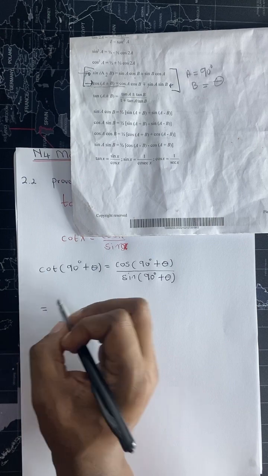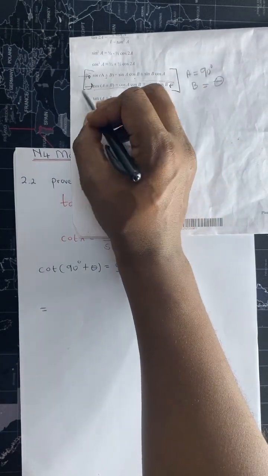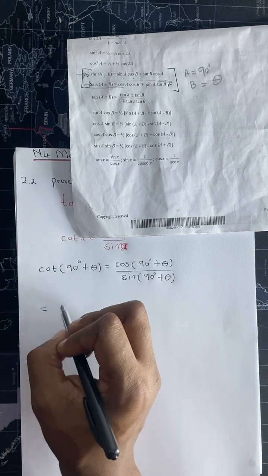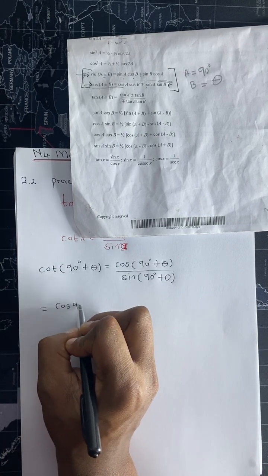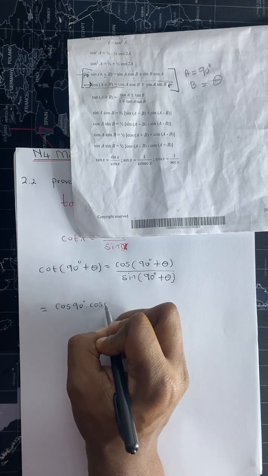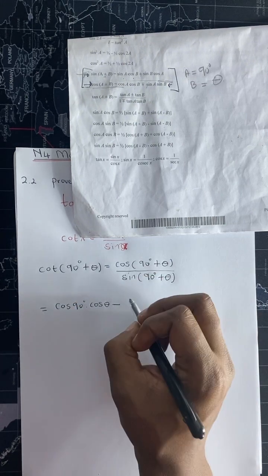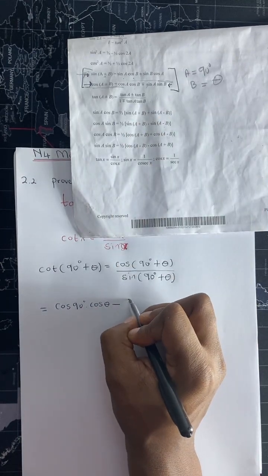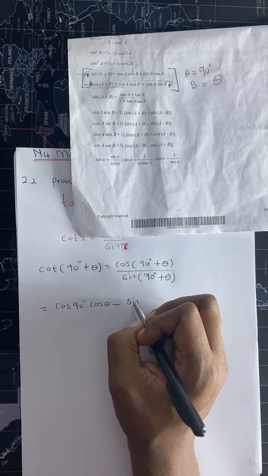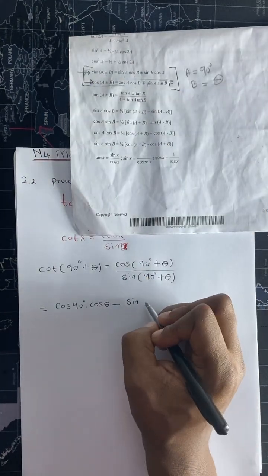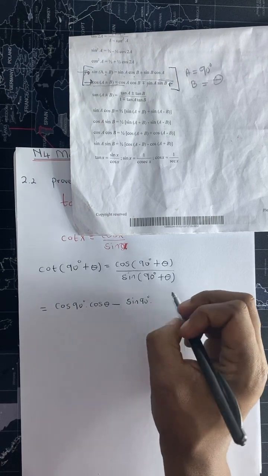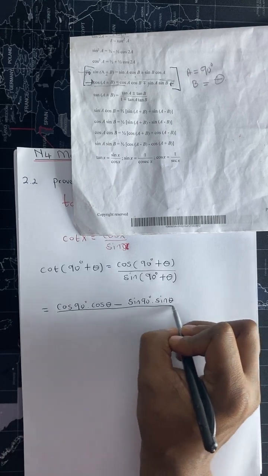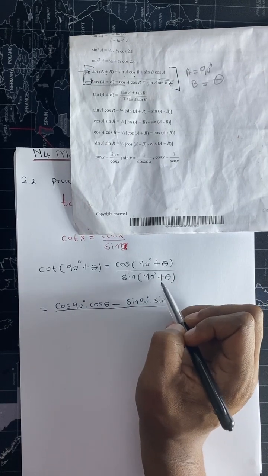So this will be equals to, so the formula for cos, we are focused on that one, cos a multiplied by cos b. So we will have cos 90 degrees multiplied by cos theta. We have a positive, so here we'll have a negative. sin a multiplied by sin b, so in our case it's going to be sin 90 degrees multiplied by sin theta over sin 90 degrees plus theta.